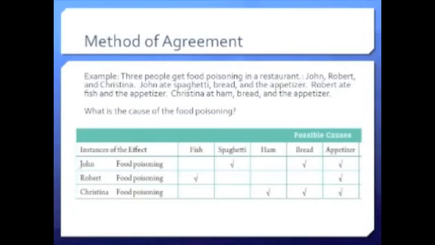After creating our chart, we would enter what we know about each situation in which the effect occurred. For example, we know that John ate spaghetti, bread, and appetizer.